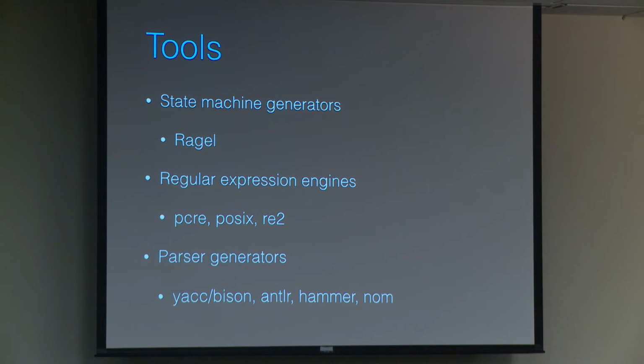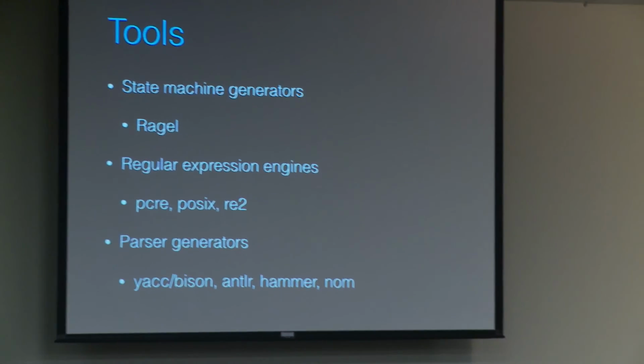If you want to do regular expressions, PCRE is one of the most common, as well as RE2. They're in everything. If you're using regular expressions, you're probably using one of these. There's also POSIX, which is pretty much supported everywhere, but nowhere near as powerful as PCRE or RE2. So I definitely go with one of those two.